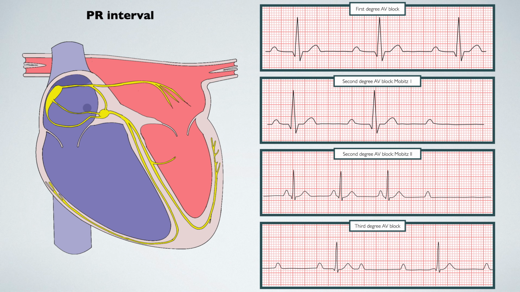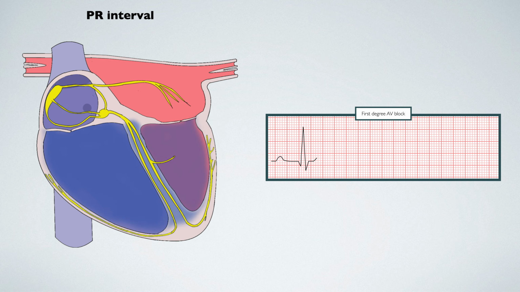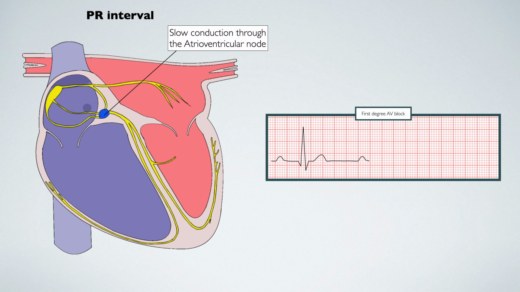There are 4 different types of atrioventricular block, and they are all caused by an issue with conduction through the atrioventricular node or the bundle of His. We'll look at each one of the blocks now, starting with first degree heart block. In first degree heart block, there is a fixed prolongation of the PR interval due to slowed conduction through the AV node.